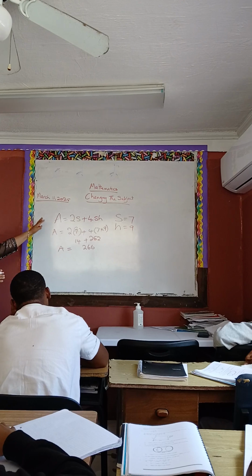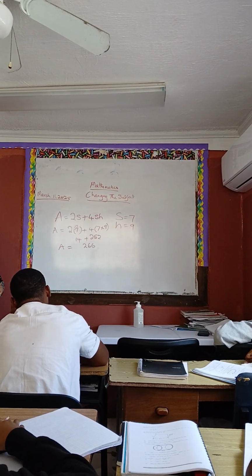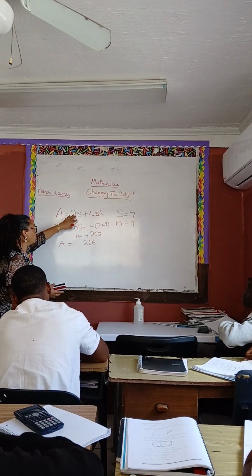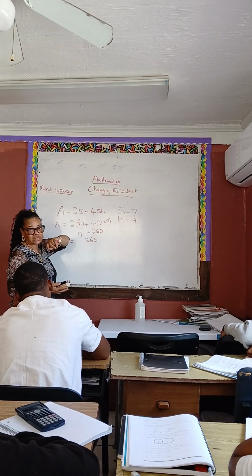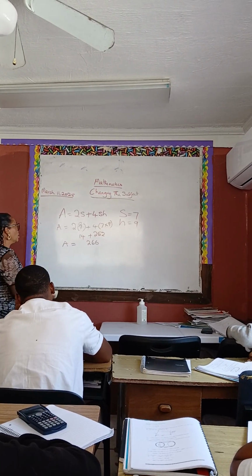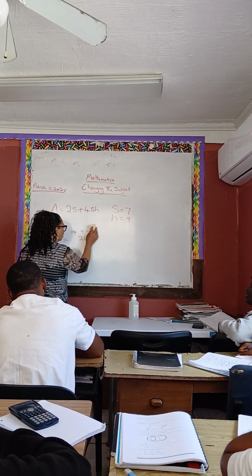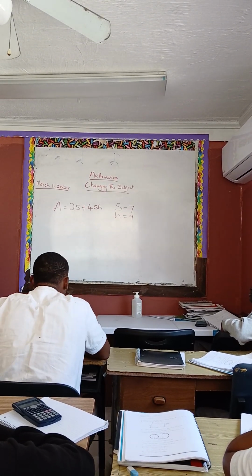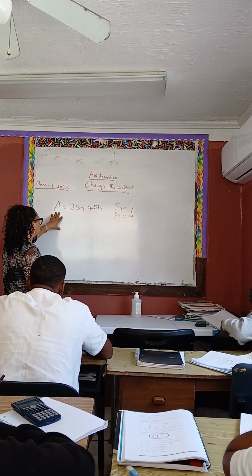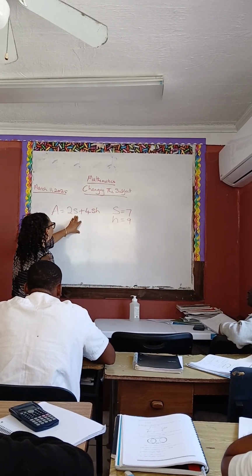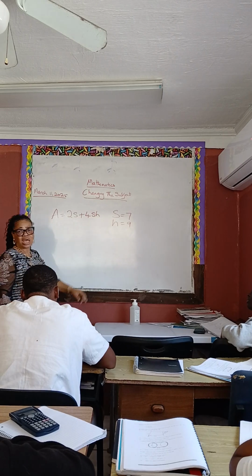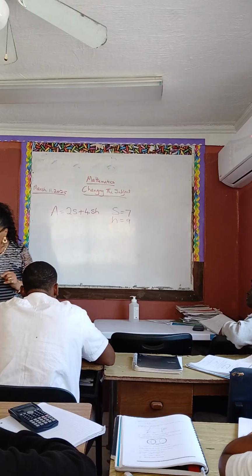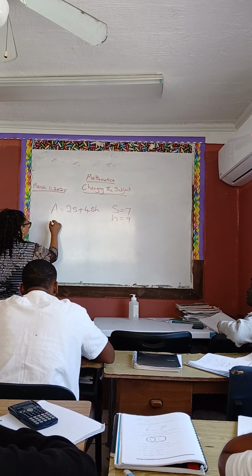I'm trying to find A. That's a simple part of the problem because all I'm doing is what is called a substitution. I'm simply putting in the value of the letters where the letters are. However, my concern this morning is not so much about substitution, but more so about changing the subject. So I have three letters, A, S, and H. And this time, they're saying that I am to make H the subject. Make H the subject. That's what they say.